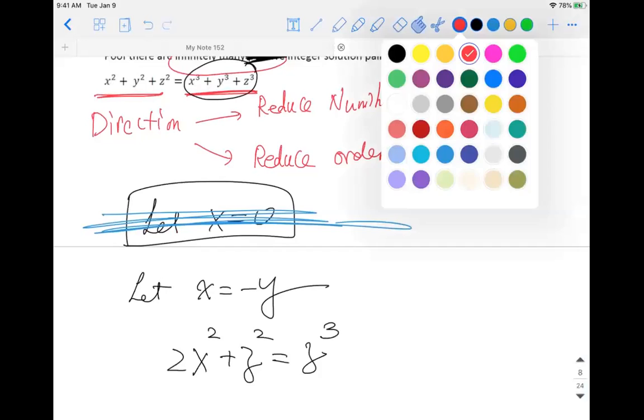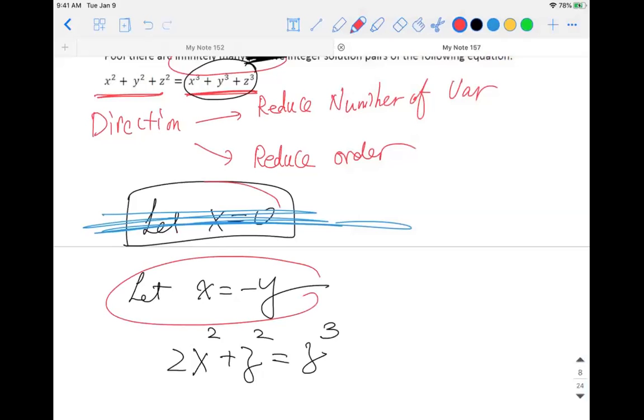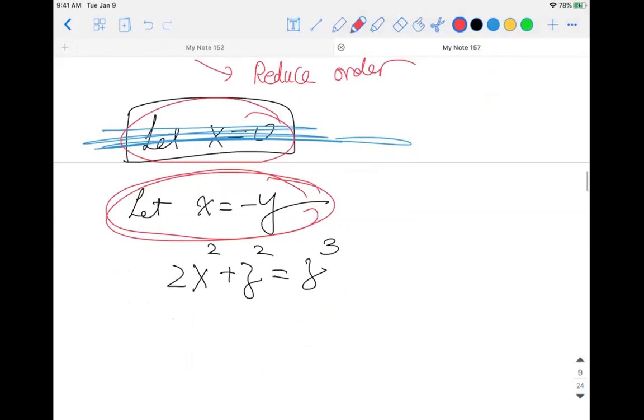You are not making a huge sacrifice because you're still going to have 3 variables. If you let x equal 0, oh my God, there's only 1 variable, right? But if you have x equals minus y, you're still having 3 variables. But it's going to significantly reduce the complexity of the problem. Is that right? I think as long as you see this, you're almost done with this problem.